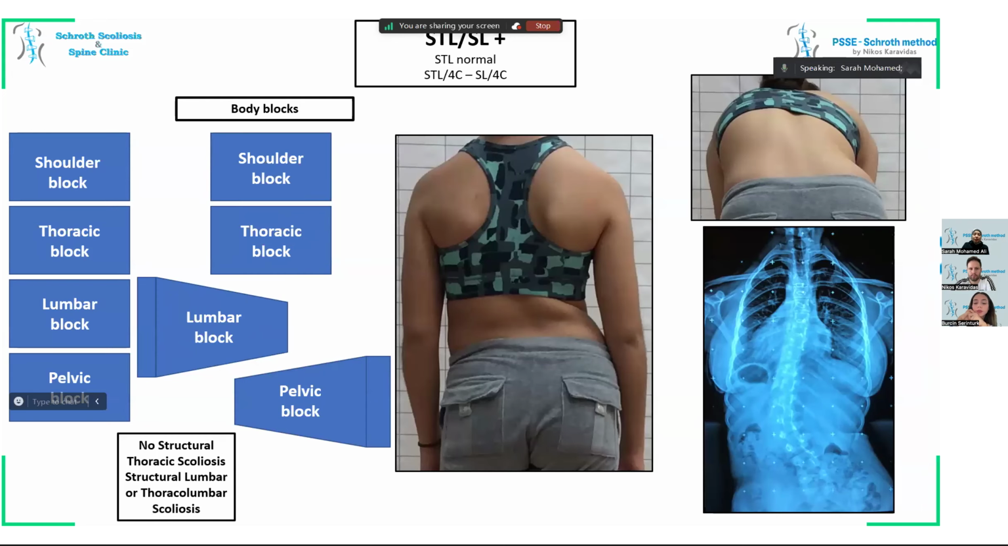The last curve type, which is the single lumbar or single thoracolumbar, I asked myself also the same questions.